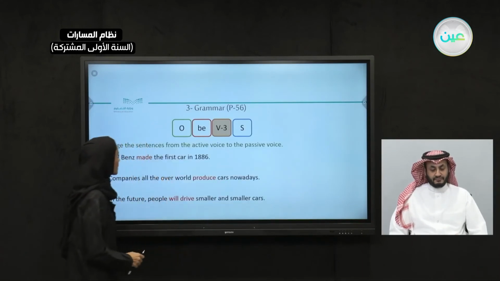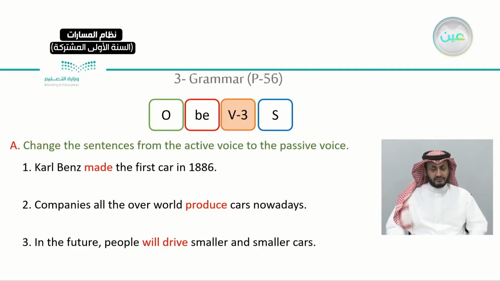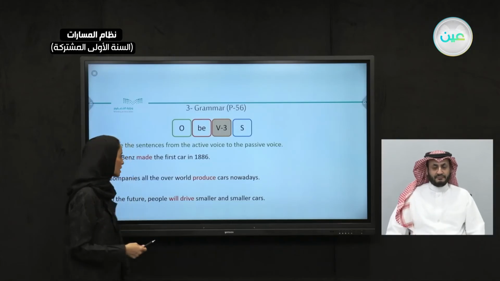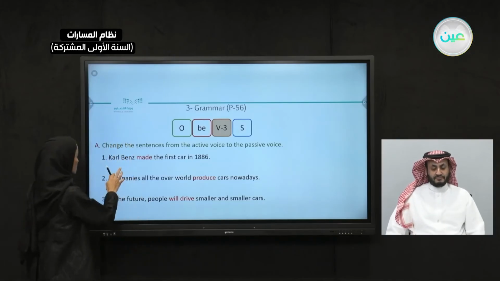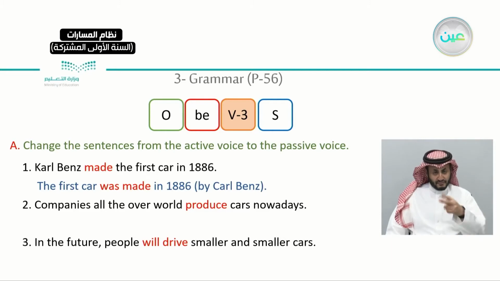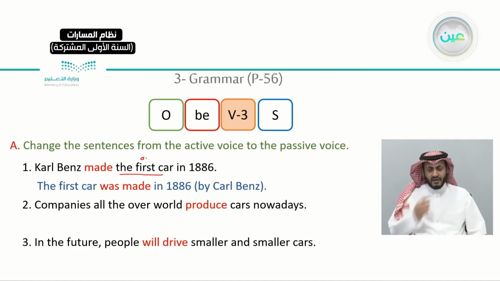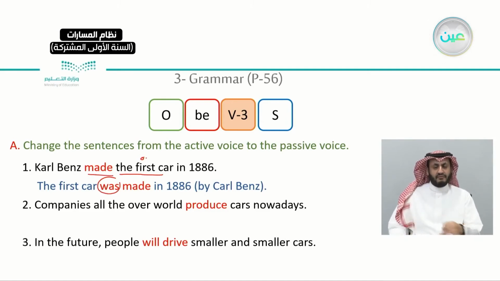Okay. Now let's check your books on page 56. Change the sentences from the active voice into the passive voice. Carl Benz made the first car in 1886. Here you will come up with the verb, change it into be plus verb number 3, start with the subject, with the object. The first car, here is the object, was made in 1886 by Carl Benz. So was because we have made.